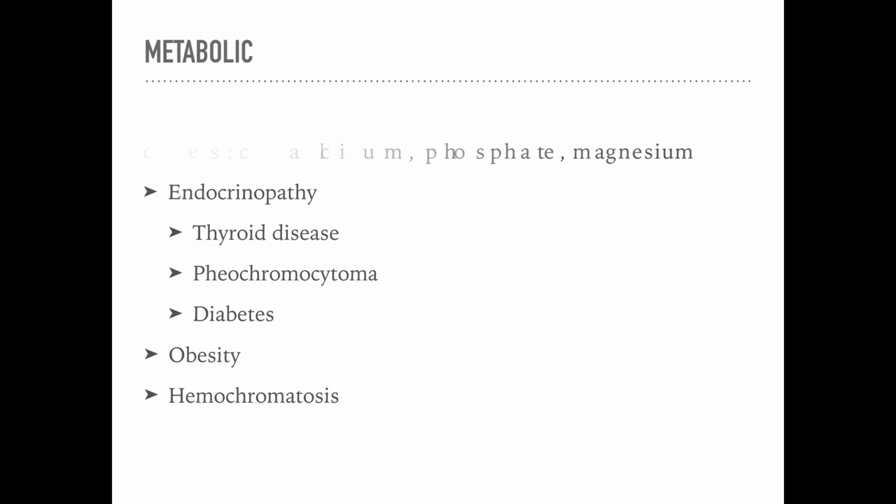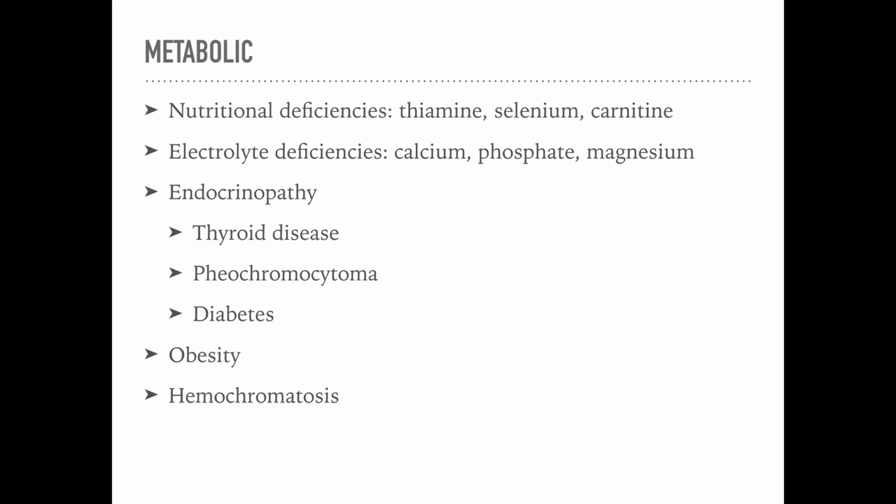Next, let's talk about metabolic causes. This includes nutritional deficiencies like thiamine, selenium and carnitine. Remember learning that thiamine deficiency causes wet beriberi? Well, wet beriberi is actually heart failure due to dilated cardiomyopathy. The word wet refers to fluid retention in heart failure. Selenium deficiency is called Keshan disease.